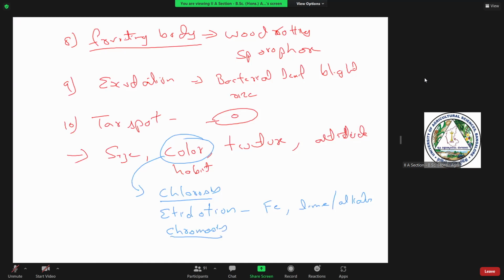In a case where the leaf is completely devoid of any pigment for that matter, that condition is albinism, the complete loss of pigments altogether. This is seen in some cases, especially in phytoplasma diseases, where they lose the color, any kind of pigments.